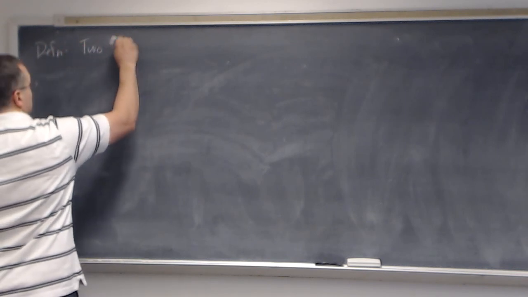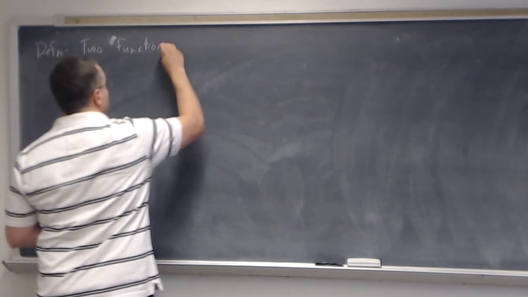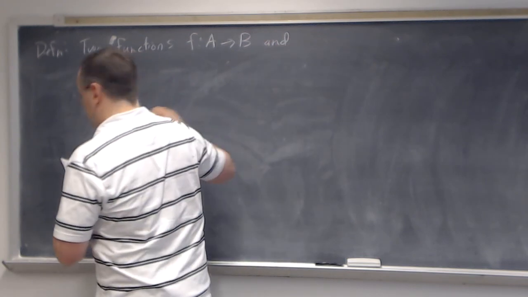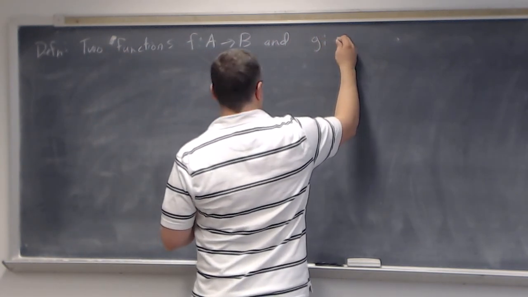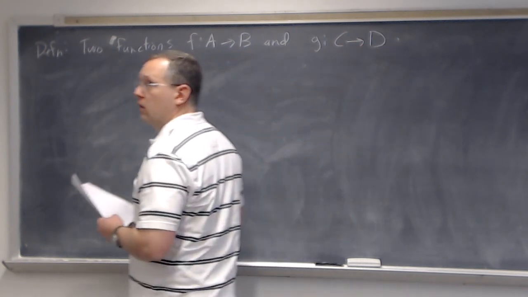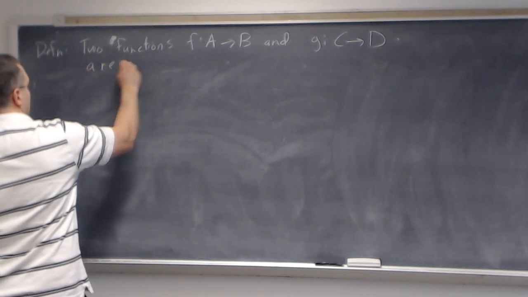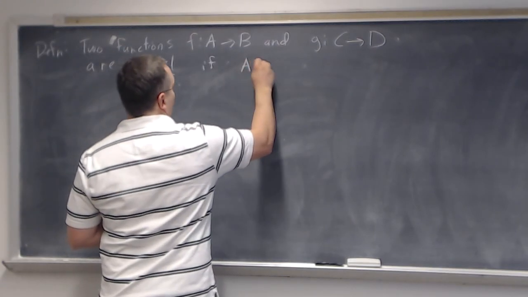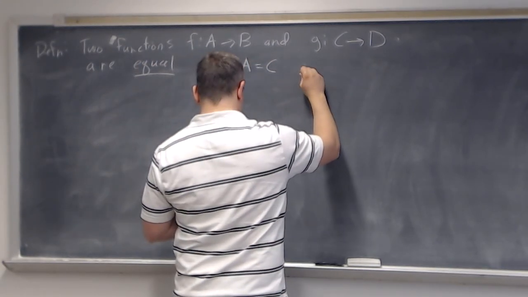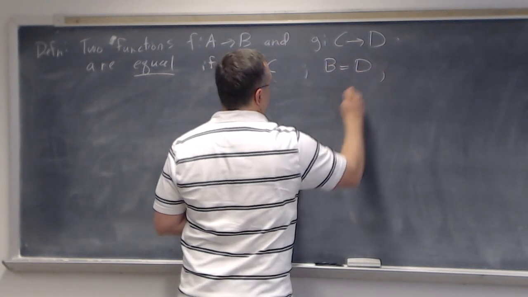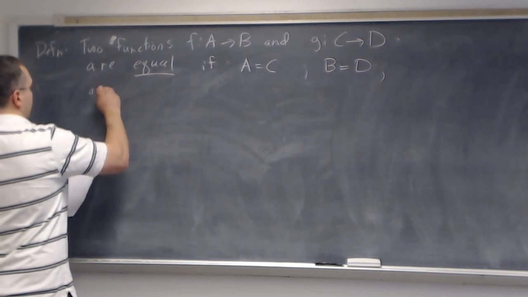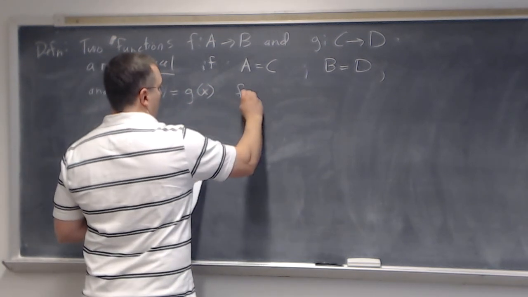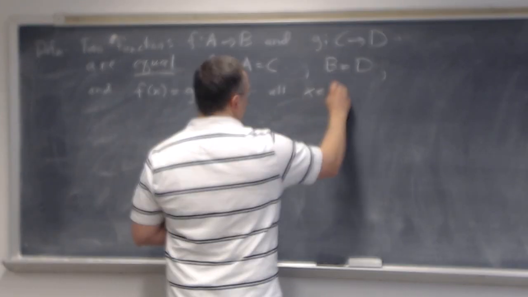Two functions, f from A to B and g from C to D, are equal if A equals C, so that's the same domain, B equals D, they have the same codomains, and f of x equals g of x for all x.